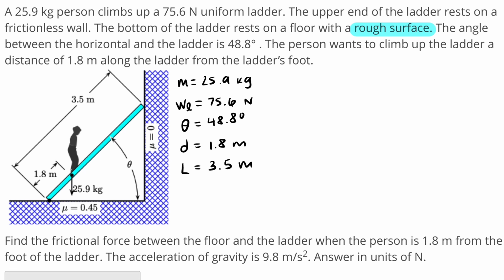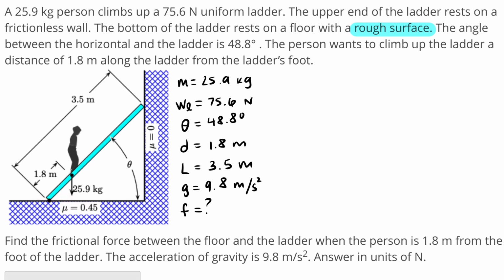And I know the coefficient of static friction. I can write it down, just want to let you know we're not going to use it. And we know the acceleration of gravity. And we need to find the frictional force, lowercase f. The ladder would slip to the left, therefore there's a force to the right.